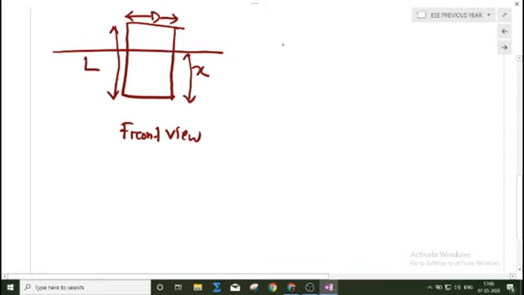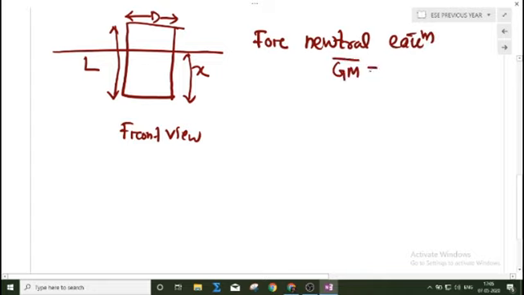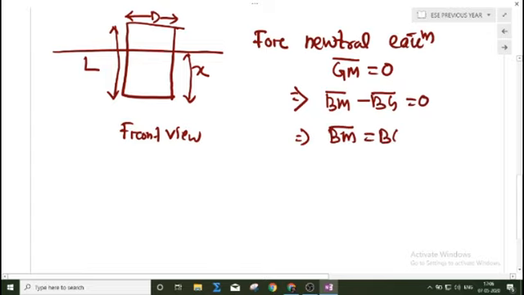For neutral equilibrium, what is the condition? The metacentric height will be equal to 0. That means BM minus BG will be equal to 0, so BM equals BG. We get one condition. Now, step by step, what is this BM?